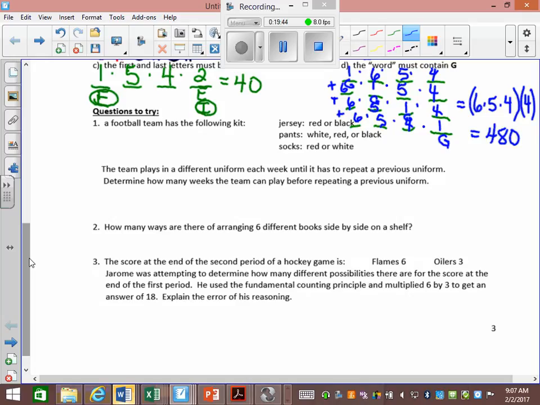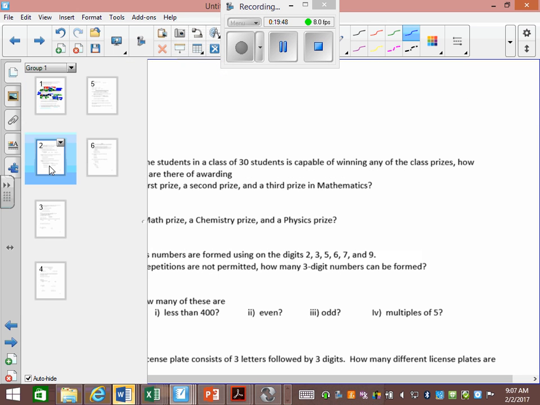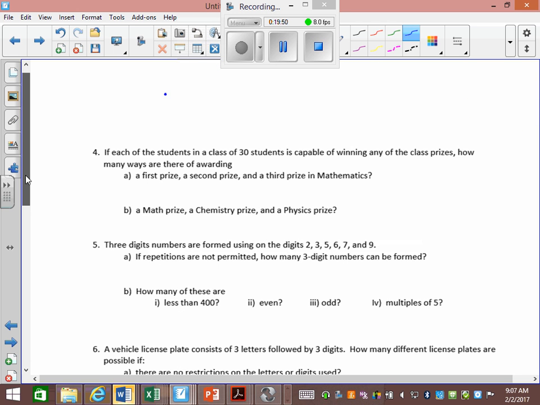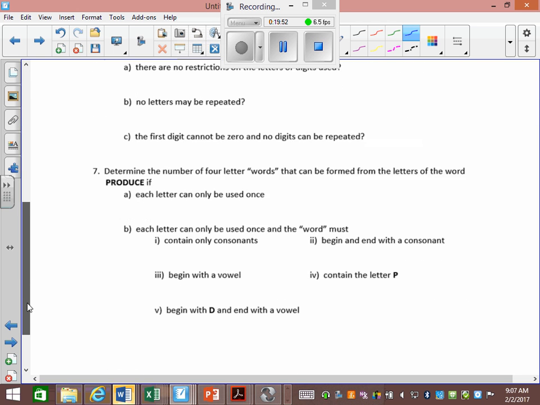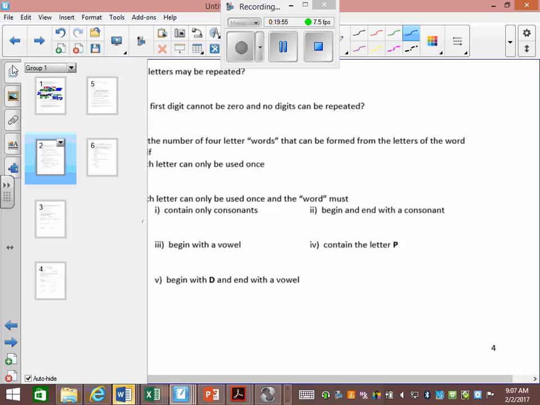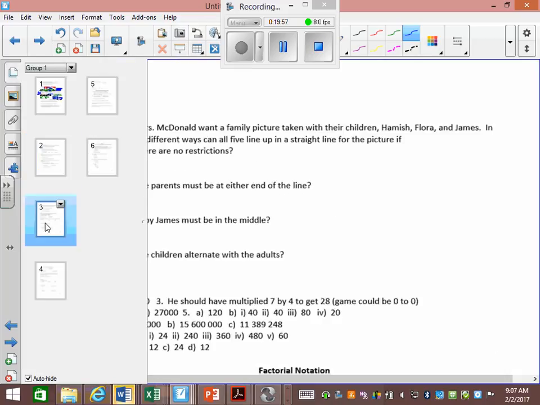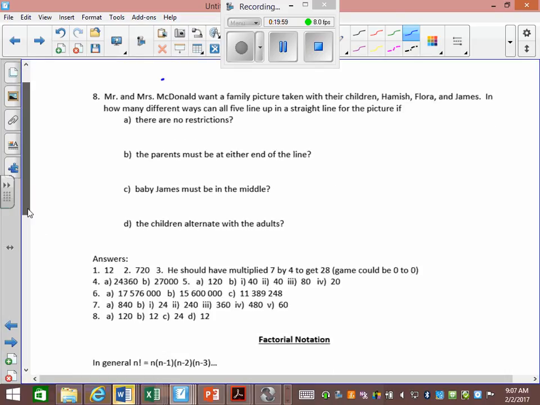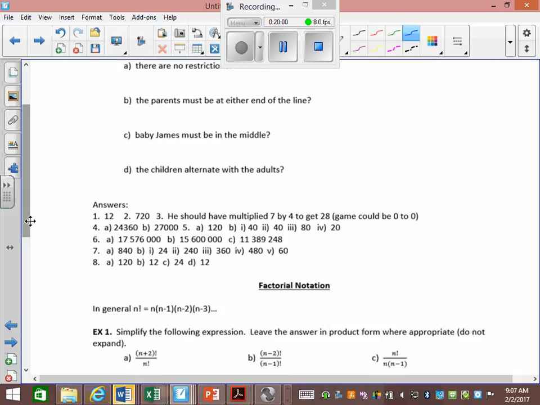So you're going to work on these cases. Here's questions to try. Now, if you look, you keep going, you're actually going to see the answers before factorial notation. So you can check and see if you get it right. If you don't know what you're doing, you're going to ask questions about it. Okay? So you're going to work on that for now.